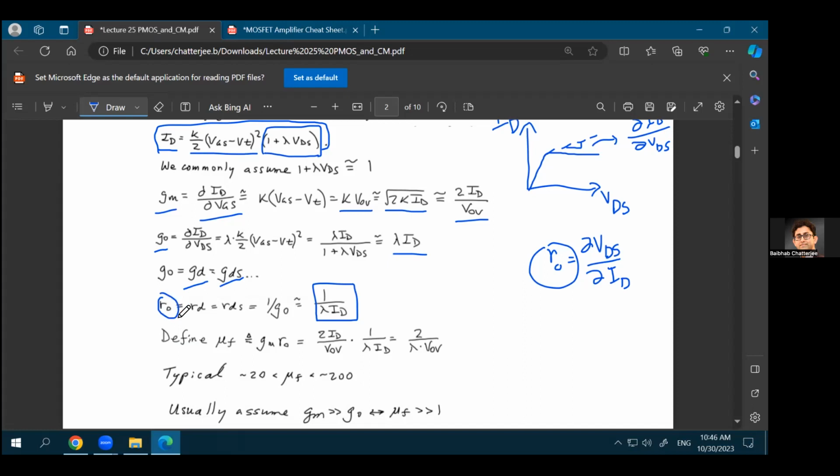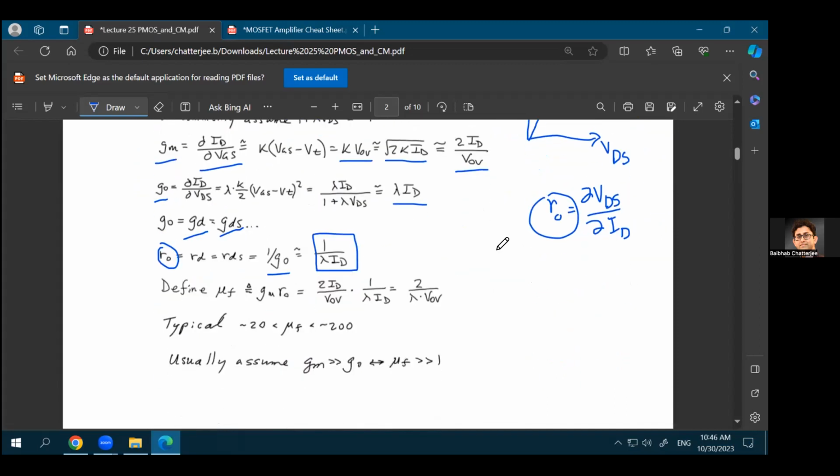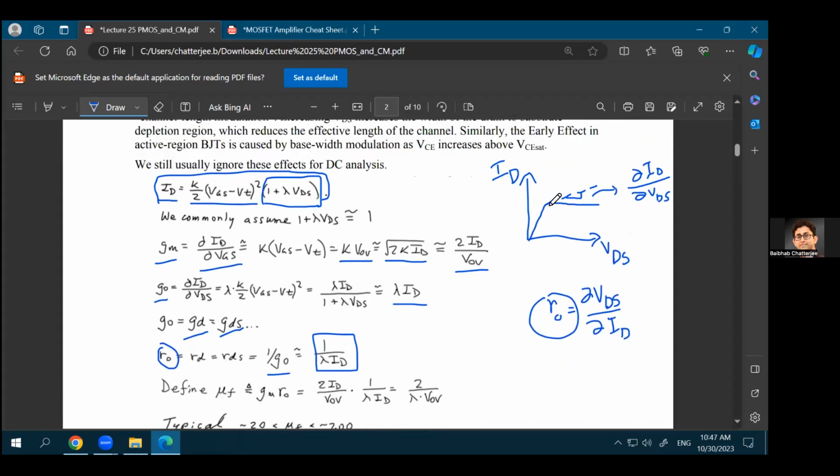Now RO is basically 1 upon GO. So your RO will become 1 upon lambda ID. And that's basically 1 upon the slope of your ID versus VDS characteristics. So if you have a finite RO of the transistor, you are taking into consideration this lambda, the channel length modulation parameter, which means that the ID versus VDS does not actually saturate in the saturation region. There would be a finite slope, and because of that, you'll have a finite RO. And the value of RO will be 1 upon lambda ID.